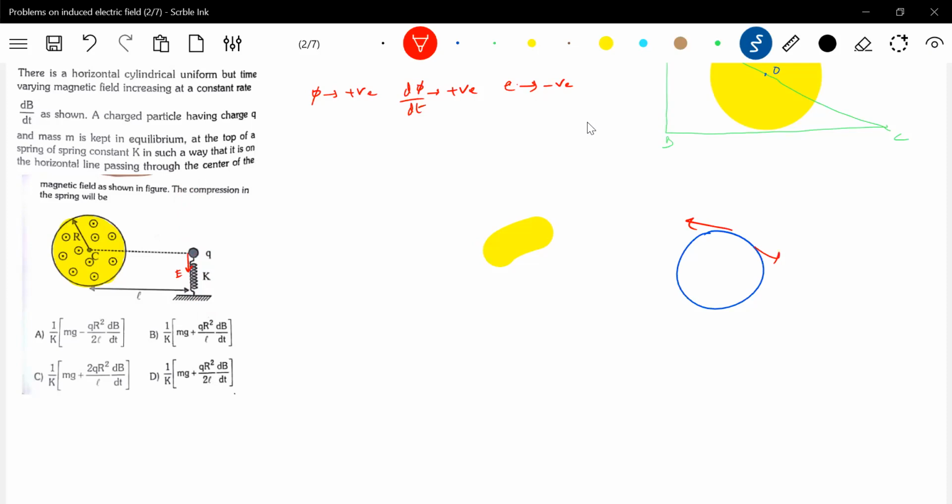What are the forces? The compression in the spring is being asked. So here the forces acting on this are the spring compression, then mg, then QE. Sir, how come this induced electric field can act on any system? Slowly we are going to the application part. So what should kx be equal to?